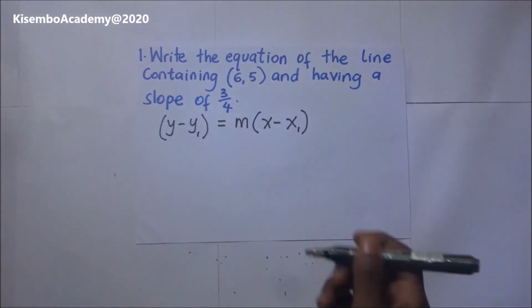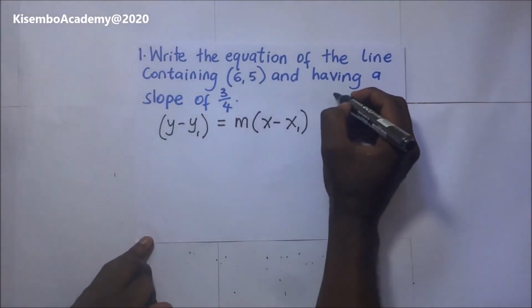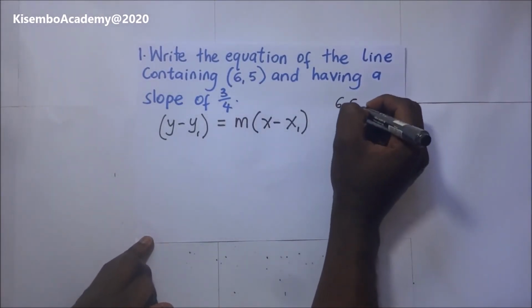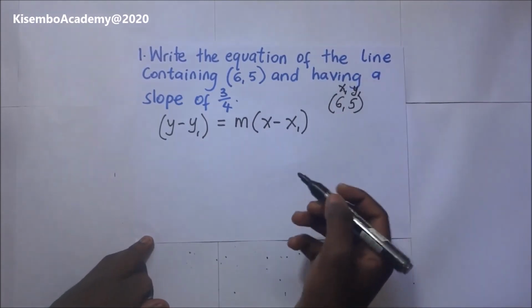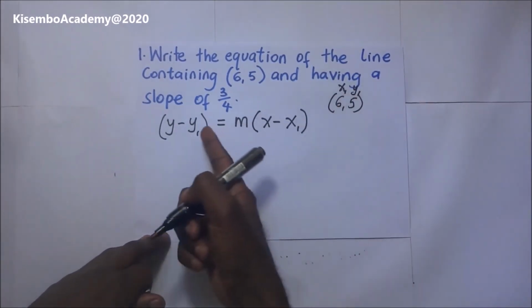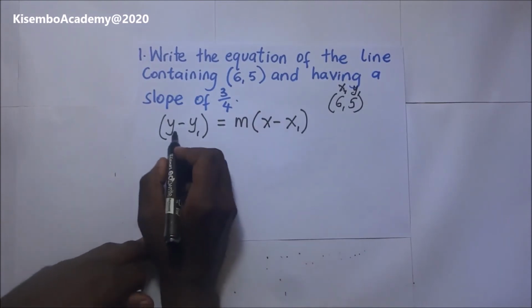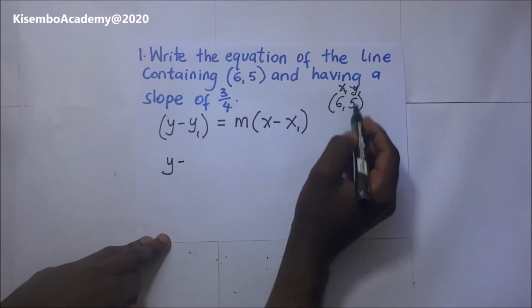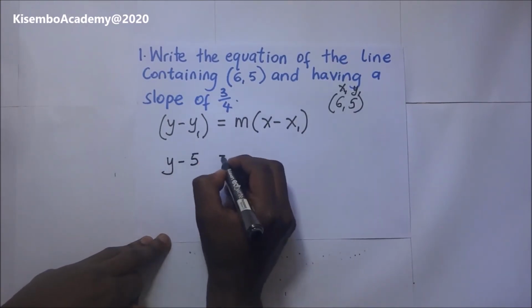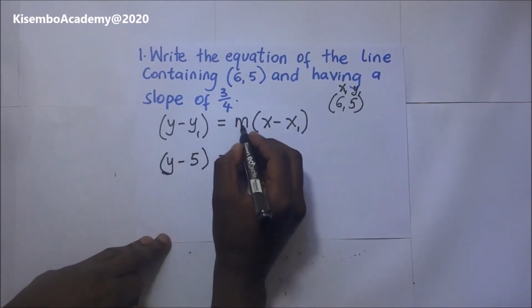For example, in this question we have 6,5. So our point 6,5 becomes our point x1, y1. And so we're simply going to substitute it in here. So this is going to become y minus our y1. Our y1 is 5. That is going to be equal to our value of m, which is the gradient.